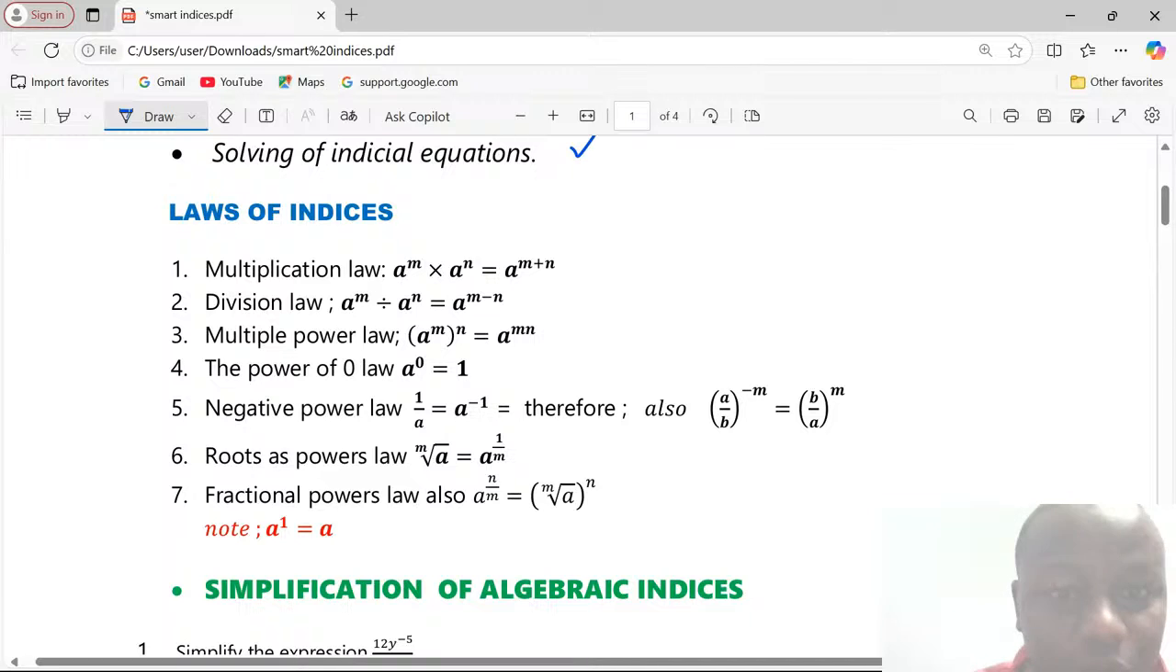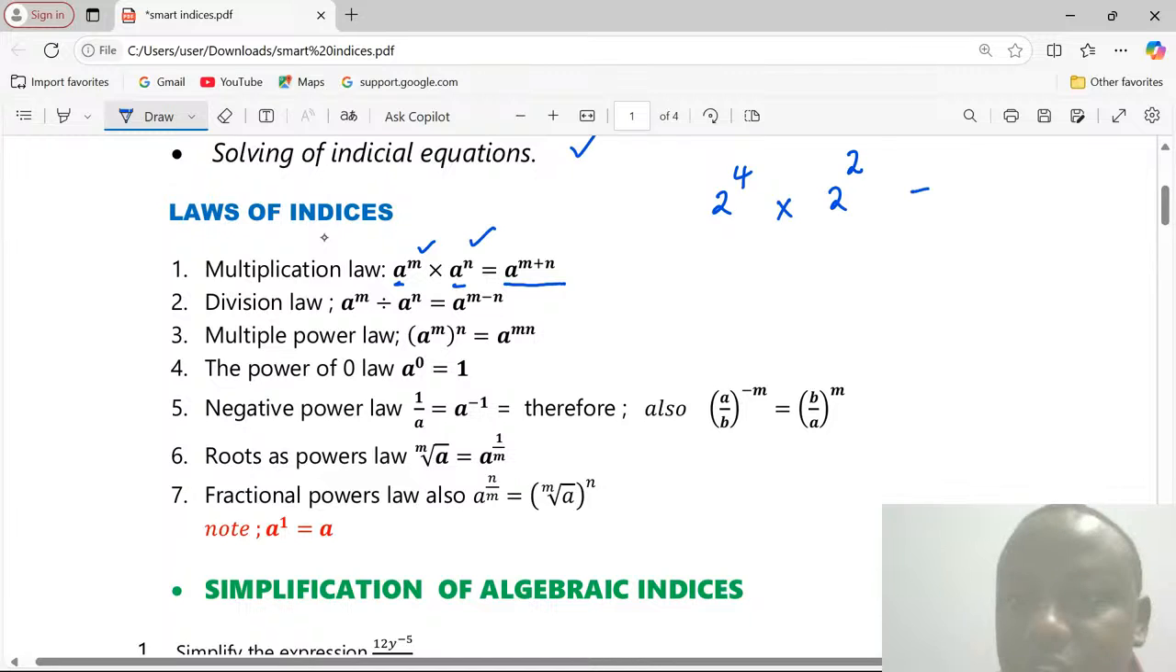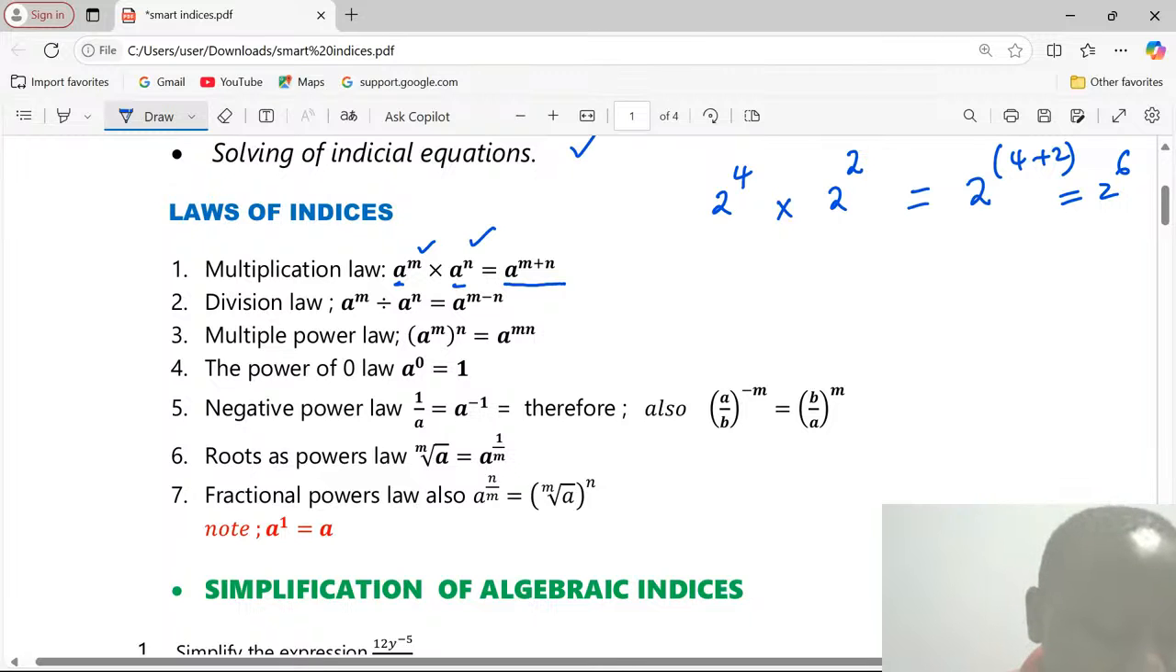So the multiplication law of indices, when the bases are the same, for example, a^m times a^n, raised to different powers m and n. How to solve that one? You just pick the base and you add the powers. For example, if you have 2 power 4 and 2 power 2, the base is the same, so we add 4 and 2. At the end of the day, we'll have 2 power 6. So that is how we apply such a law.